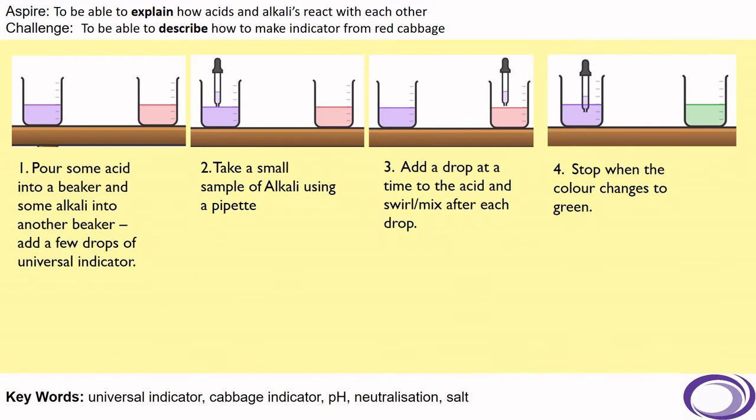Now, how we could make sure that we add the right amount of alkali to neutralise an acid would be following the steps seen on the screen at the moment. First, you would pour some acid into a beaker and some alkali into another beaker and add a few drops of universal indicator. Then you can take a small sample of the alkali using a pipette and add it a drop at a time to the acid and swirl and mix after each drop. Then you can stop when the colour changes to green.